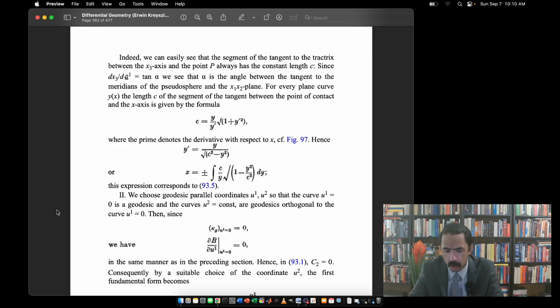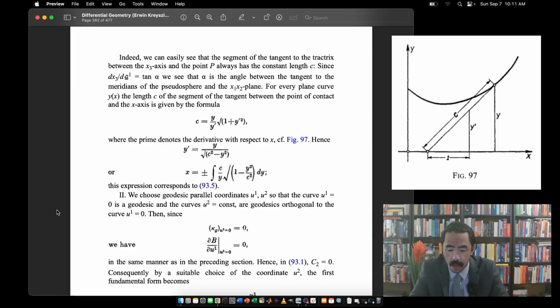For every plane curve y of x, the length c of the segment of the tangent between the point of contact and the x-axis is given by the formula c equals y over y prime, times the square root of the quantity 1 plus y prime squared, where the prime denotes the derivative with respect to x, and we can refer to figure 97, which I scrolled past just now above.